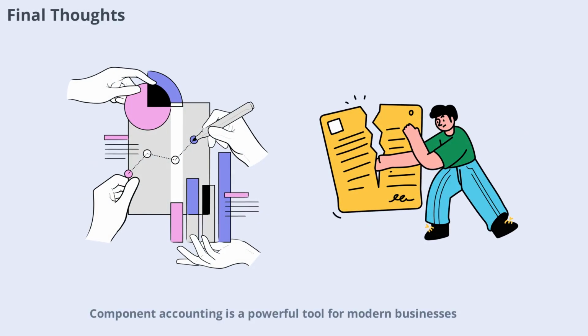Component accounting is a powerful tool for modern businesses. It not only improves the accuracy of financial reporting, but also supports better decision-making and asset management. As accounting standards continue to evolve, understanding and applying component recognition will remain a crucial skill for finance professionals.